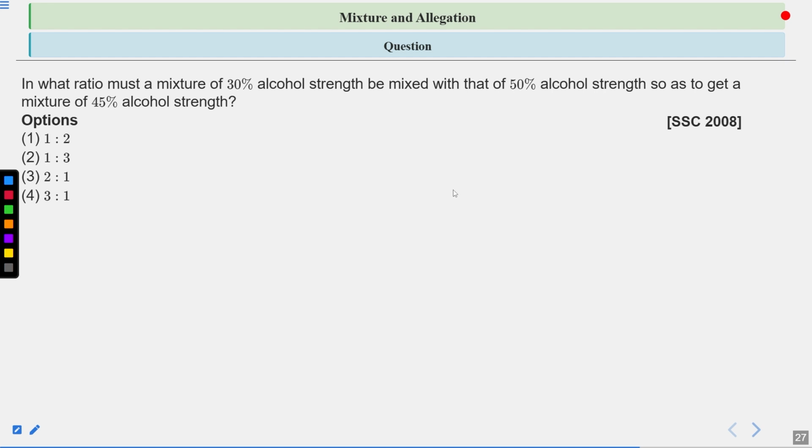In what ratio must a mixture of 30% alcohol strength be mixed with that of 50% alcohol strength so as to get a mixture of 45% alcohol strength? This question was asked in the SSC exam 2008. There are four options. First one is 1 ratio 2, second is 1 ratio 3, third one is 2 ratio 1 and fourth one is 3 ratio 1. Now you have 10 seconds to analyze the question. Your time starts now.